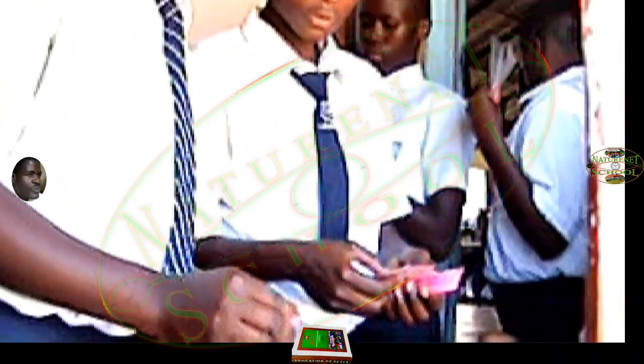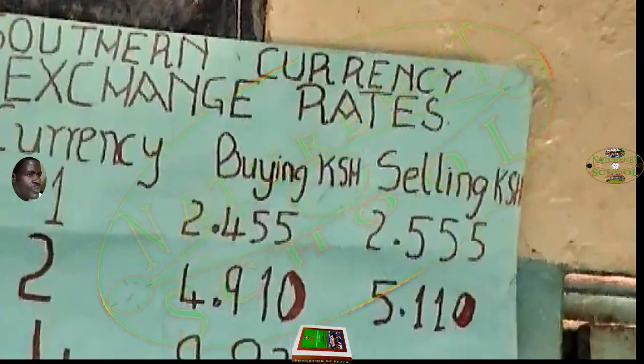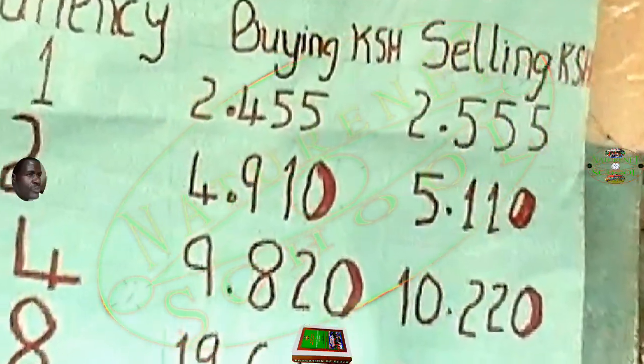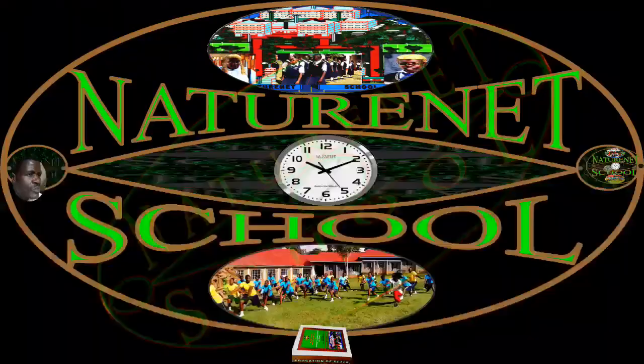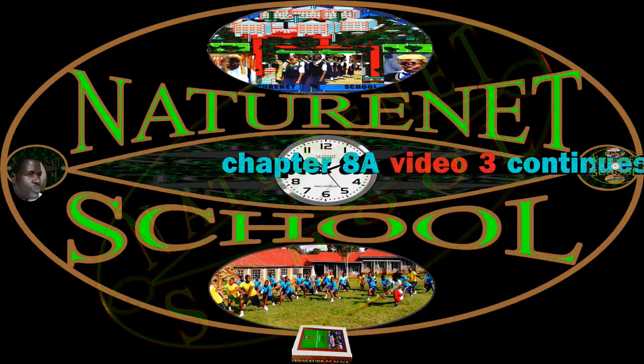Children from rural homes will learn how to buy and sell shares as a business. This is less understood in many remote villages. Help them understand the diversity of job opportunities in the market through this program. NATURENETSCHOOL continues.